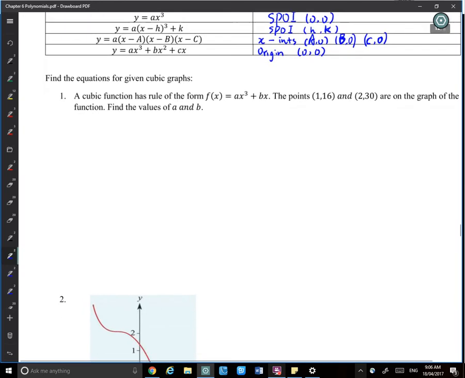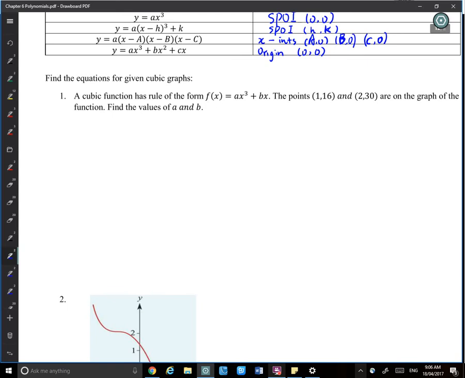Let's have a look at the next question. Find the equations for the given cubic. It will be the same as finding the equations for a linear, a quadratic, or a cubic. They're all the same thing. All you need to do is substitution, or find the key feature points, write the equations, and find the unknowns. So it's all the same.